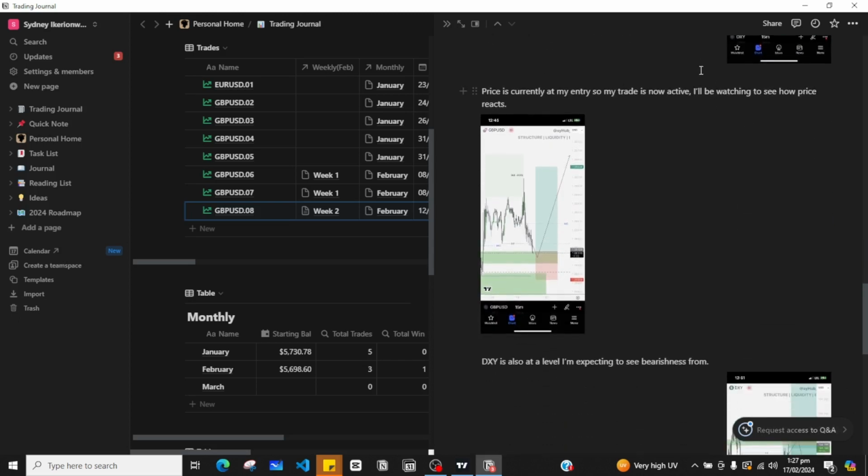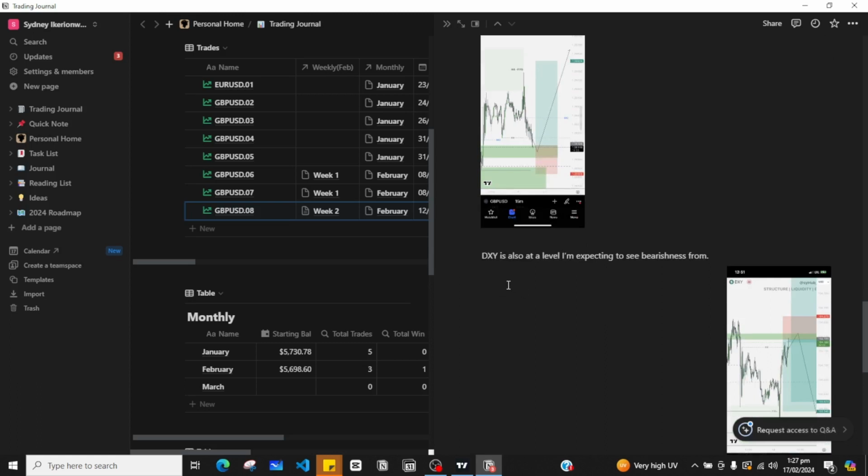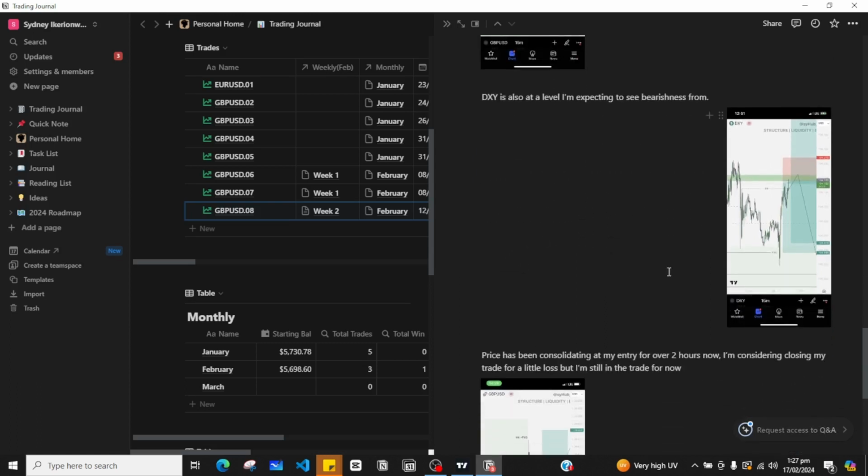After seeing all this, I still decided to place my trade once price got to my entry level. As you can see, I wrote here: price is currently at my entry level, so my trade is now active. I'll be watching to see how price reacts. The DXY is also at the level which I was anticipating it to get to, which is here. After seeing this rejection here, it was in line with my trade idea on GBP USD.